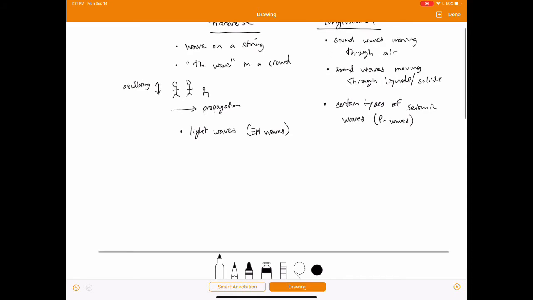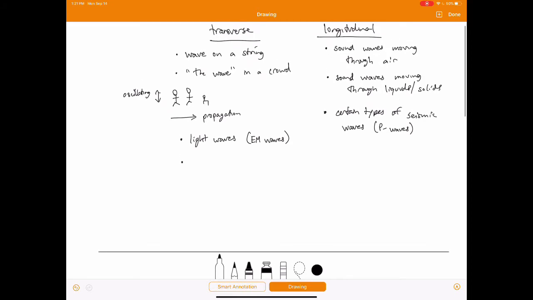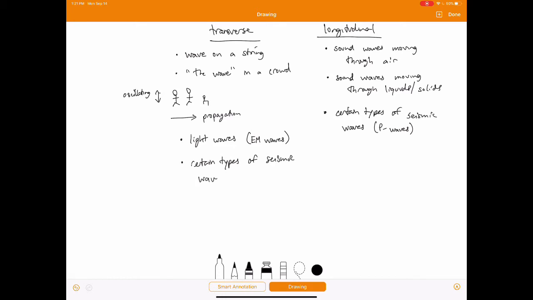And actually, just as a bonus, there are other types of seismic waves which are transverse, and we call these S waves. So you can get both types of waves during an earthquake, in other words. So that's a list of some examples for you.